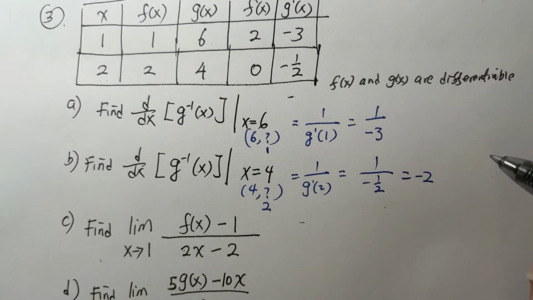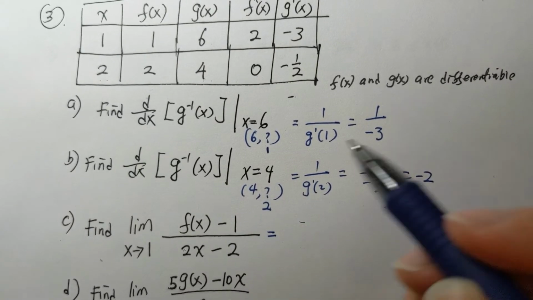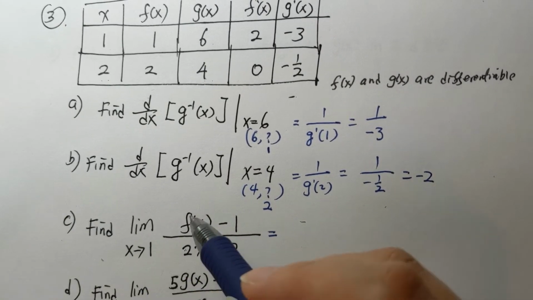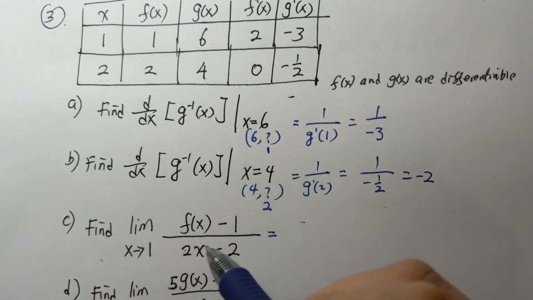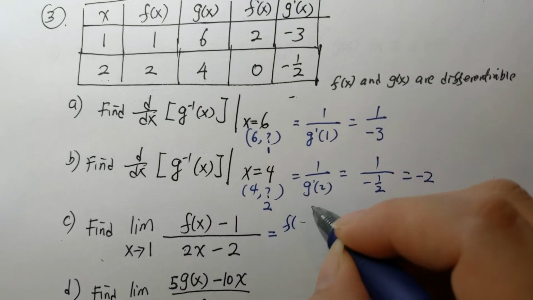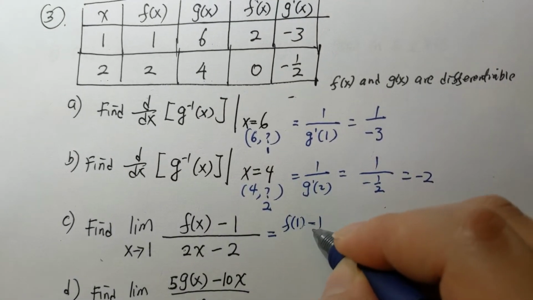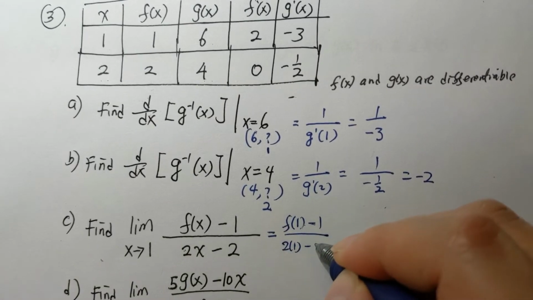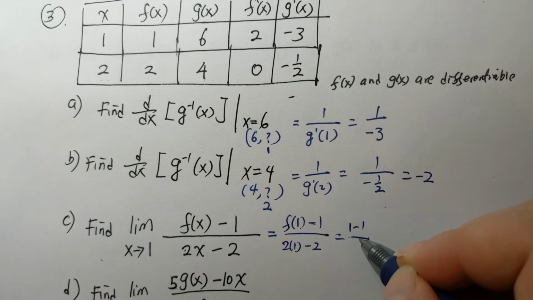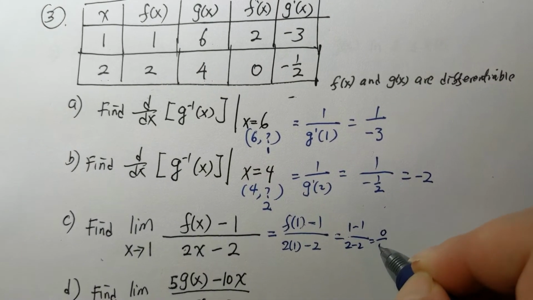So now let's take a look at part C. Part C. So over here, we know that you had to find the limit as x tends to 1 of f of x minus 1 over 2x minus 2. So first thing you should do substitution. So you get f of 1 minus 1 over 2 times 1 minus 2. F of 1, you got 1. So you get 1 minus 1, 2 minus 2, you get 0 over 0.